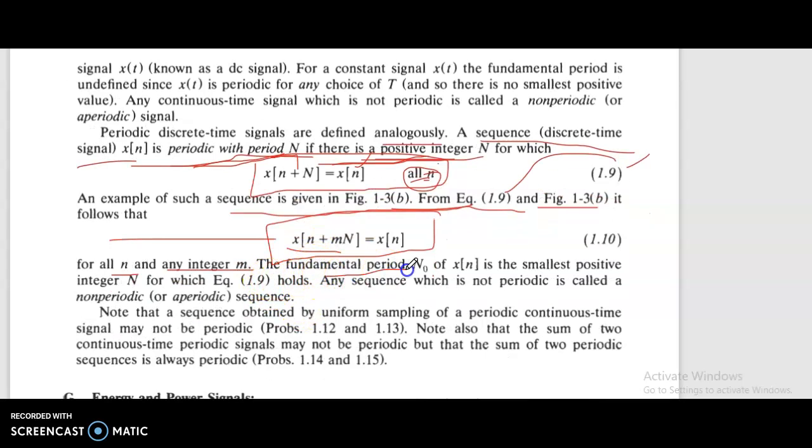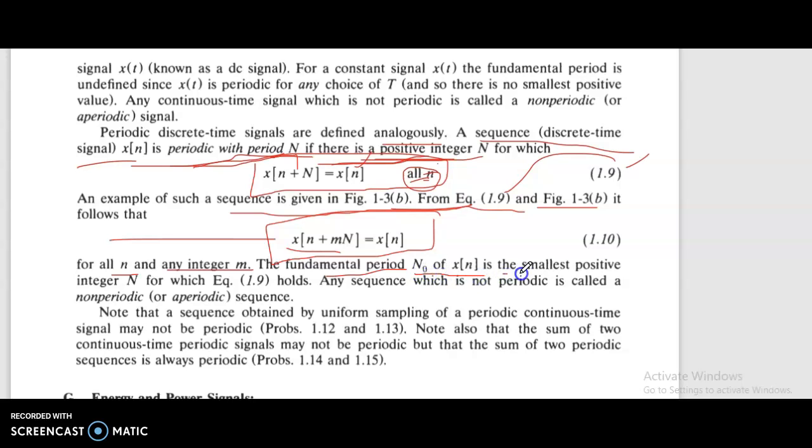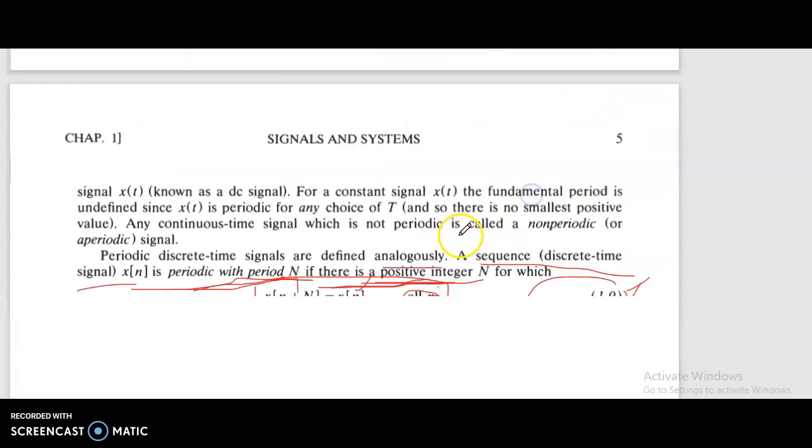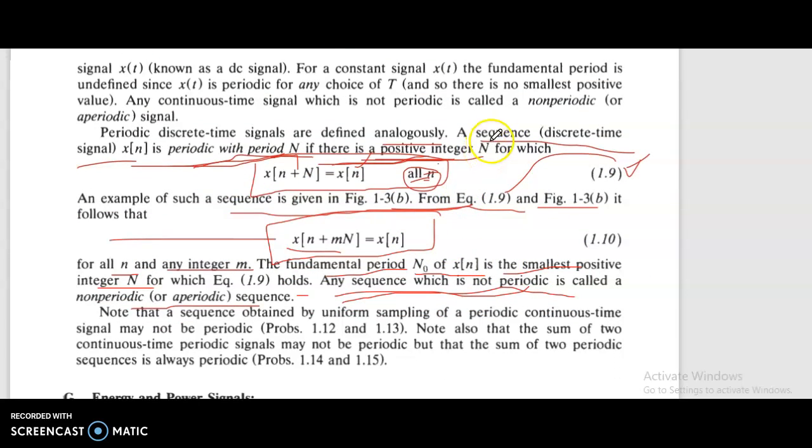The fundamental period N naught of x of n is the smallest positive integer N for which equation 1.9 holds. Any sequence which is not periodic is called a non-periodic or aperiodic signal. Same like continuous signals. If it is periodic, fine; if it is not periodic, that is aperiodic.